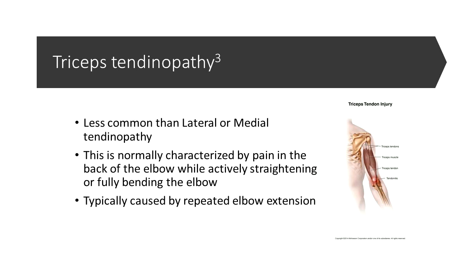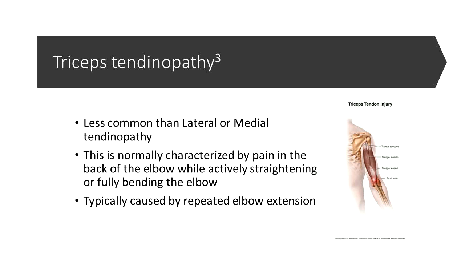And finally, we're going to talk about triceps tendinopathy. Again, this is less common than both lateral or medial tendinopathy, but it is something that can be fairly common in throwing sport athletes. Most people know where the triceps are, but if you don't, there's a picture over to the right side. It's those muscles on the back of your arm.